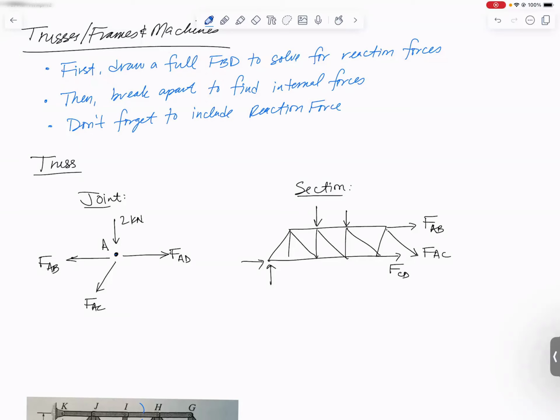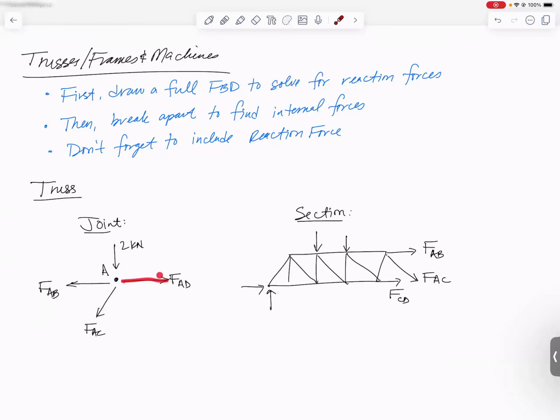When solving trusses, we have two different approaches that we can use. One is to take joints and draw diagrams of individual joints. So an example of a joint diagram might look like this. We've got a joint, it's got an externally applied 2 kilonewton force, and it might have 3 different members all connected. I like to draw all of my forces as pointing away from the joint.